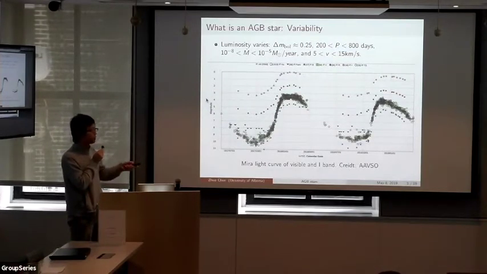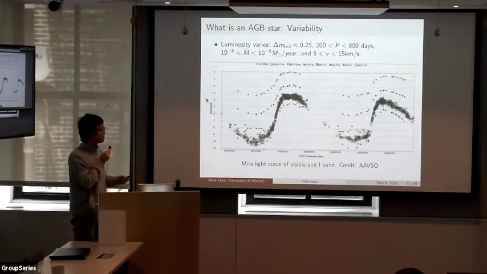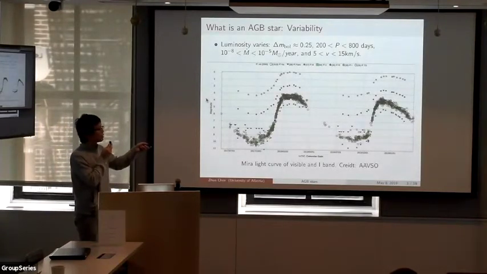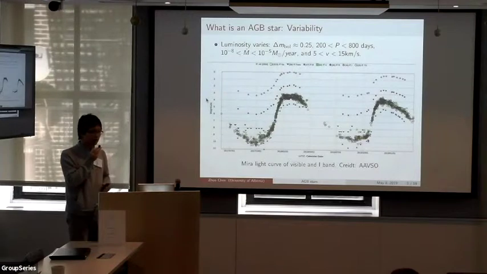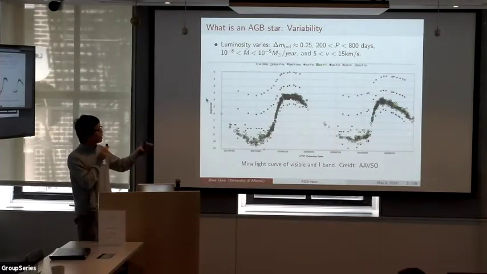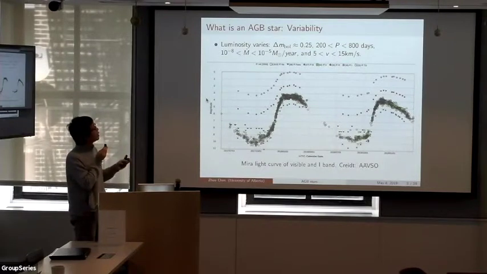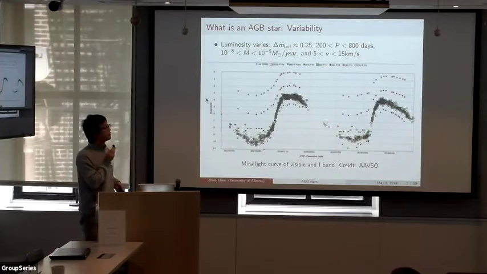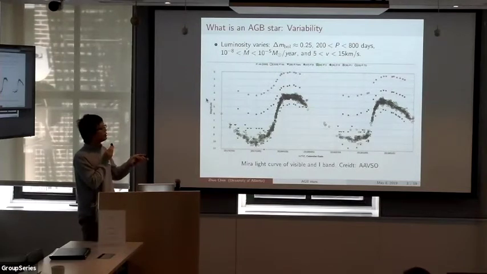However, if you look into the optical band, this is a light curve of Mira. Its amplitude may be 5 or 7 magnitudes. But as you go deeper into the long wavelengths, the amplitude of the variation gets smaller and smaller. A typical period of this variation is 200 to 800 days, and the mass loss rate of the AGB star could be 10 to the minus 8 to 10 to the minus 5. Their velocity usually lies within 5 to 15 kilometers per second.